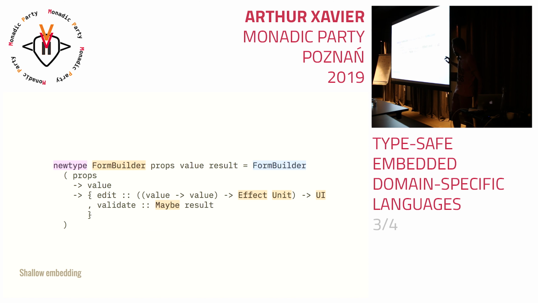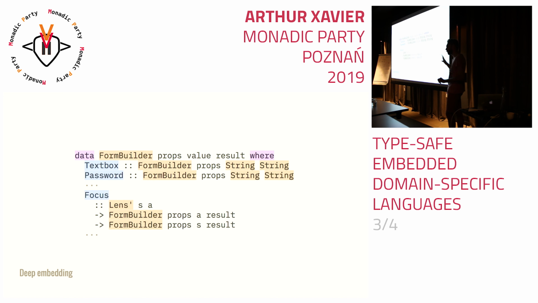And another way of representing the same DSL could be with deep embedding. That means basically building this abstract syntax tree, which you can then manipulate. How many of you here are familiar with GADTs? Okay, so for those who are not, this is basically the same thing as defining data FormBuilder props value result, and then we define each of these cases. Like TextBox is something that takes no arguments, right? So it just returns, as all constructors are functions, we can interpret these as functions too, like we use the function syntax here. So TextBox and Password are form builders that take no arguments.